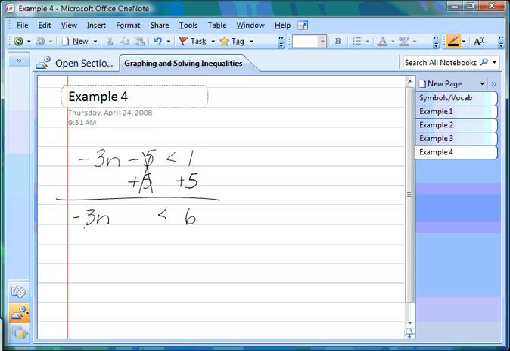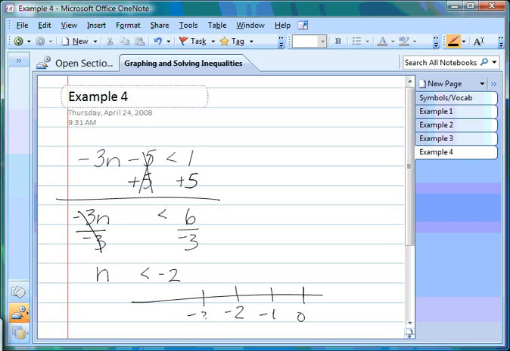We have to get rid of that negative 3, so we divide by negative 3 on both sides. From left to right, the negative 3's cancel, so all we have left is n. Bring down our less than sign. 6 divided by negative 3 is negative 2. So to graph that, we draw our number line, put negative 2 in the middle, number up, number down. Less than is an open circle. So we put an open circle on negative 2, and draw our arrow to the left.